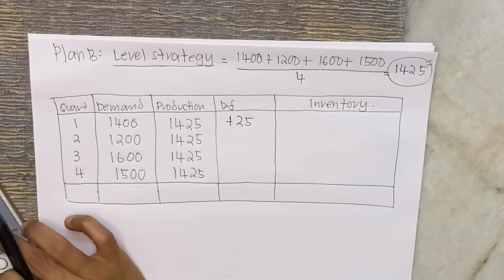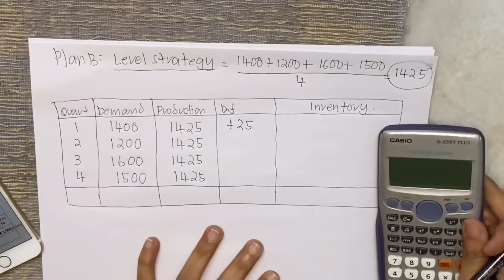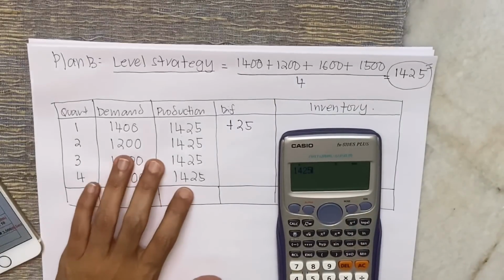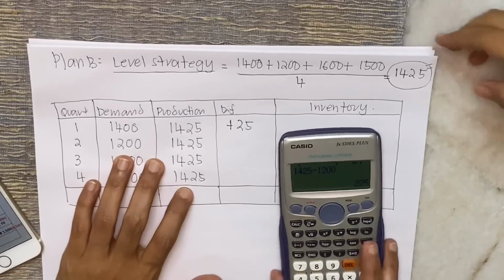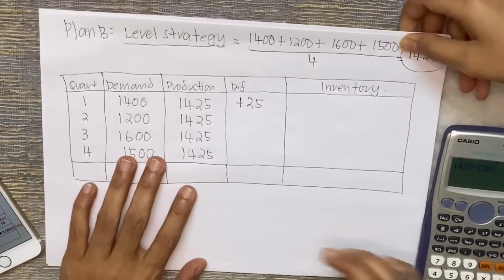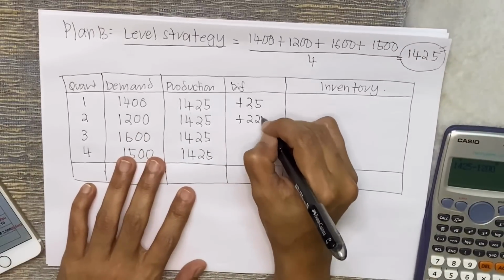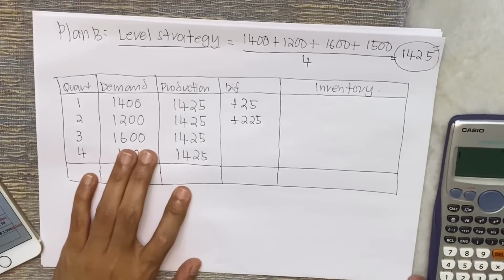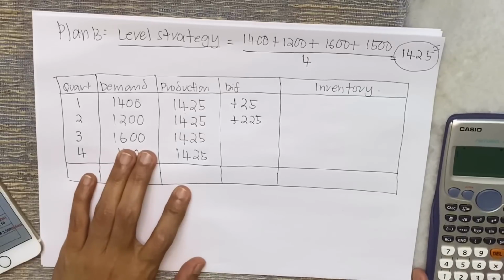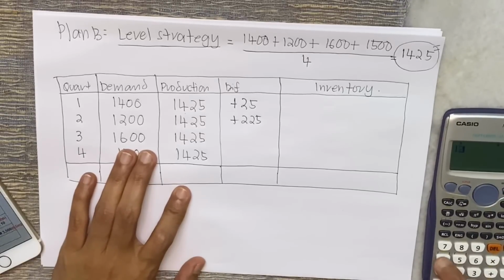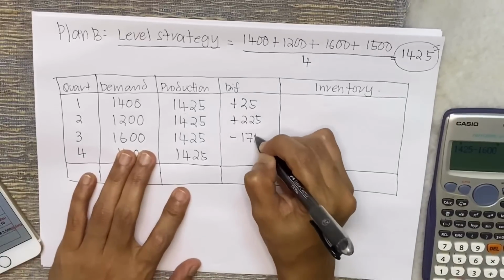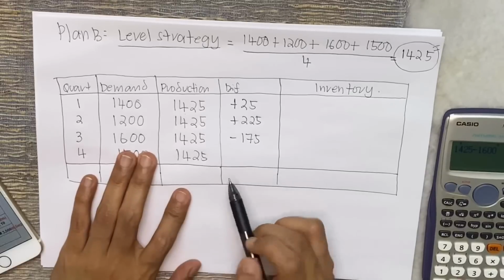Okay. Now, the difference for the next quarter is how much? So, we find the difference between 1425 minus 1200. So, 225, yeah? The difference is positive 225. Okay, now we got the shortage. What is the shortage? Because our demand is greater than our production. So 1425 minus 1600. Okay, negative 175. Meaning to say that at this quarter, the shortage is 175.